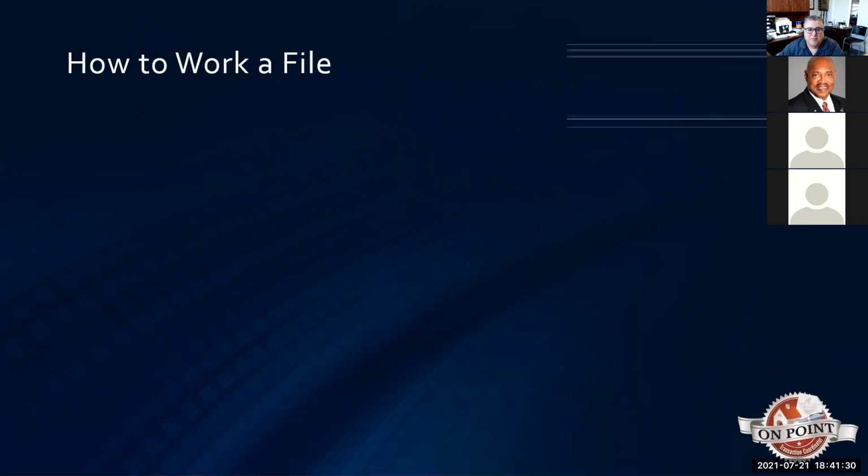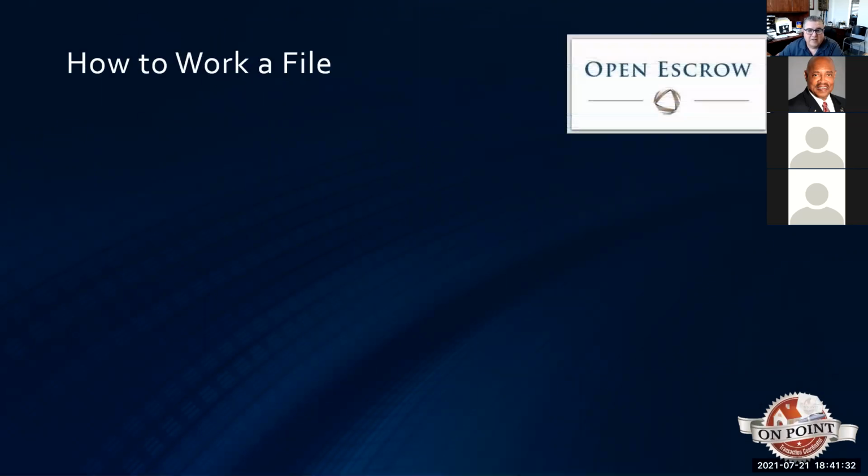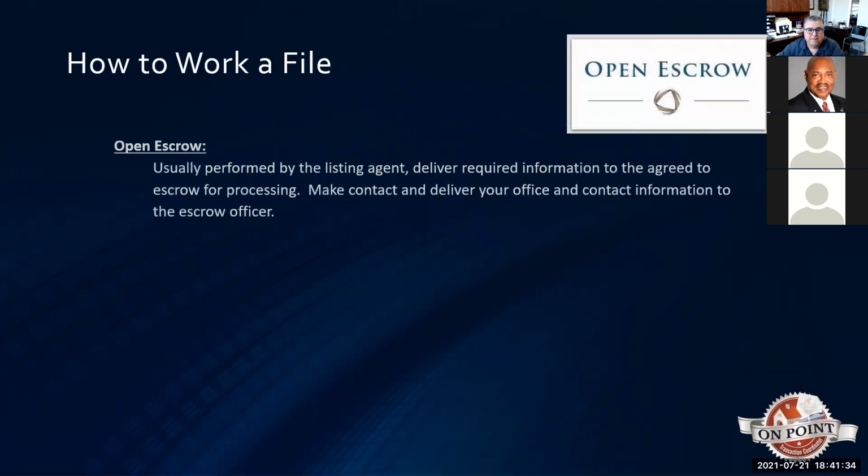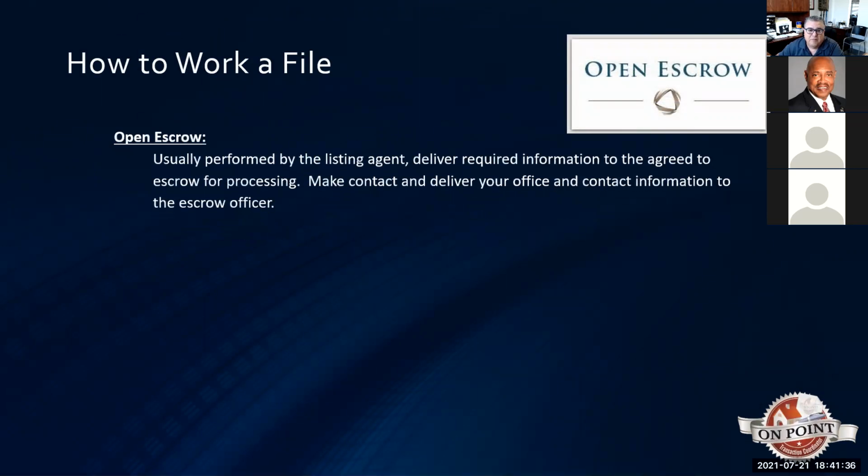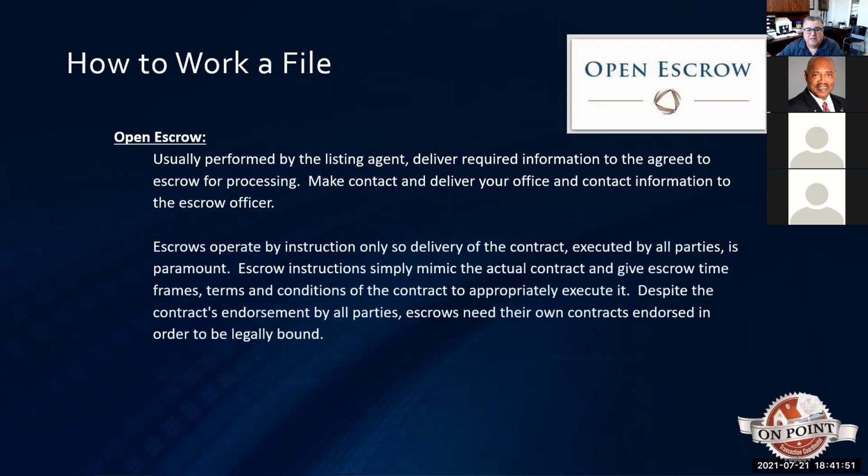All right, so let's keep moving here. We're on slide number 8. So we're kind of halfway through 641. So opening escrow is usually performed by the listing agent, who delivers required information to the agreed-to escrow for processing. They may contact and deliver your office and contact information to the escrow officer, typically done by email, right? Escrow operates by instruction only.